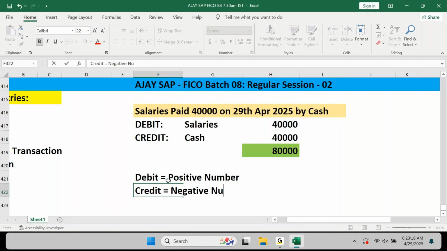Positive number means we don't put anything, just a number. Negative number means what will you add to the number? Minus. Negative number means we will add minus to the number. Positive means only a plain number. Is this correct? Yes.